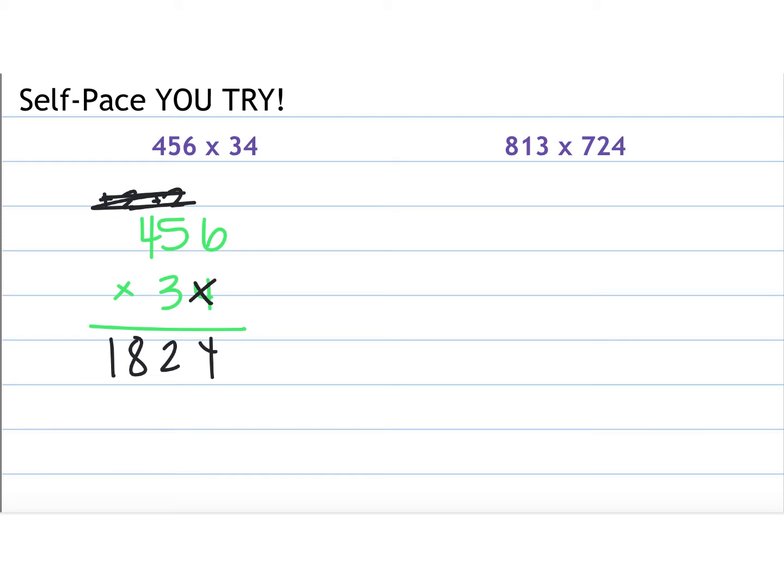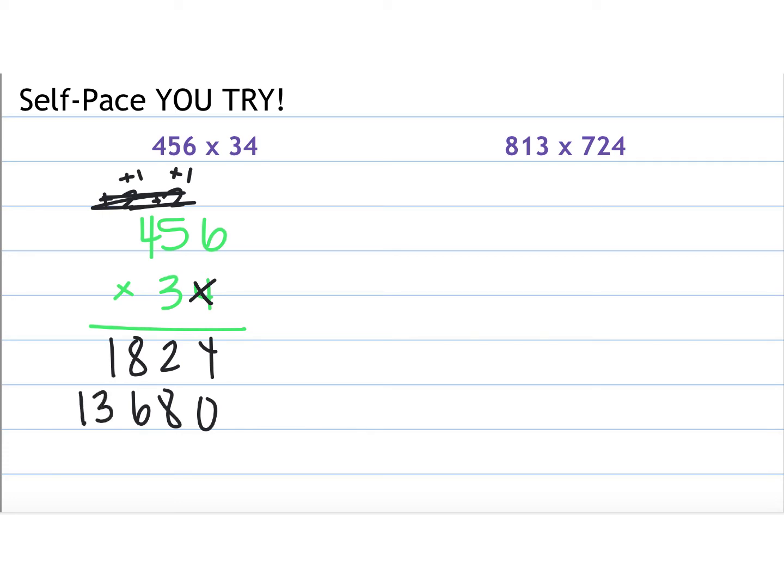Now I'm moving over a place value, fill in with a 0. Now 3 times each number across the top, so 3 times 6 is 18, regroup the 1. 3 times 5 is 15, plus 1, which is 16, regroup the 1. 3 times 4 is 12, plus the 1 I just regrouped, which is 13.